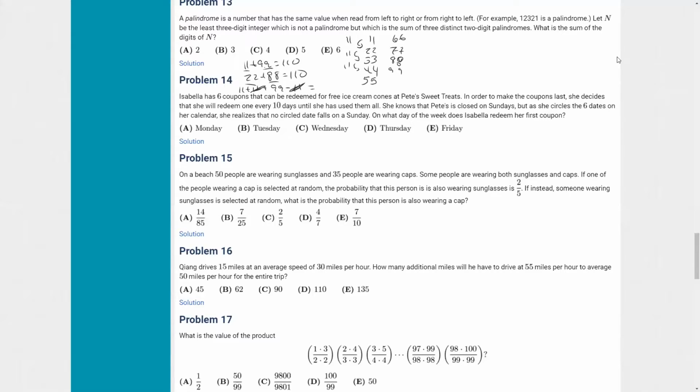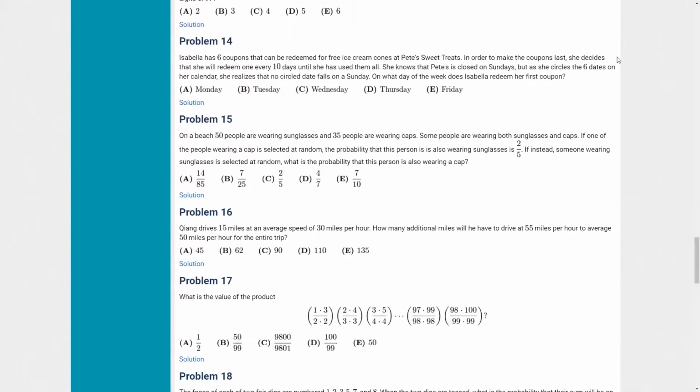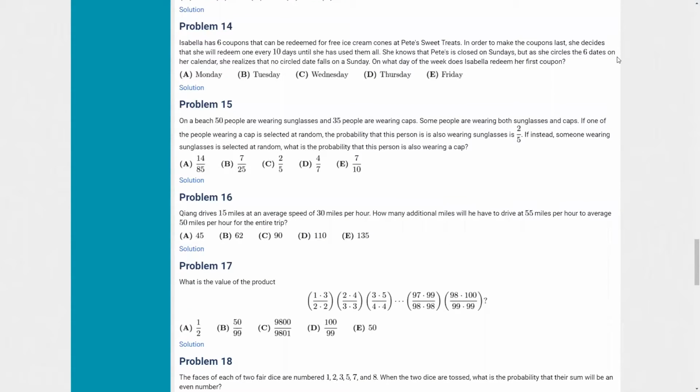So that pattern lets us know that no matter what 2 pairs that we pick, the sum will always be equal to 110. So since the sum of the 2 distinct 2-digit palindromes is always 110, what we know is that the sum of the digits is 1 plus 1 plus 0, so 2. The answer to problem number 13 is A.